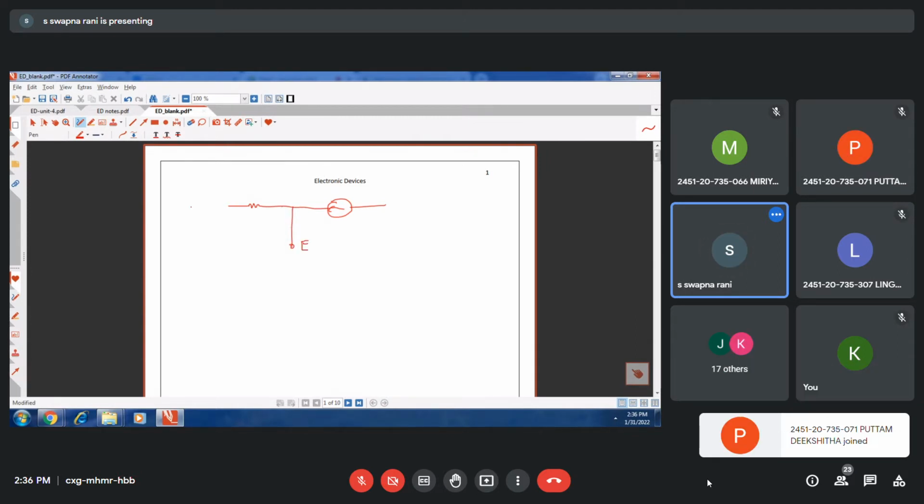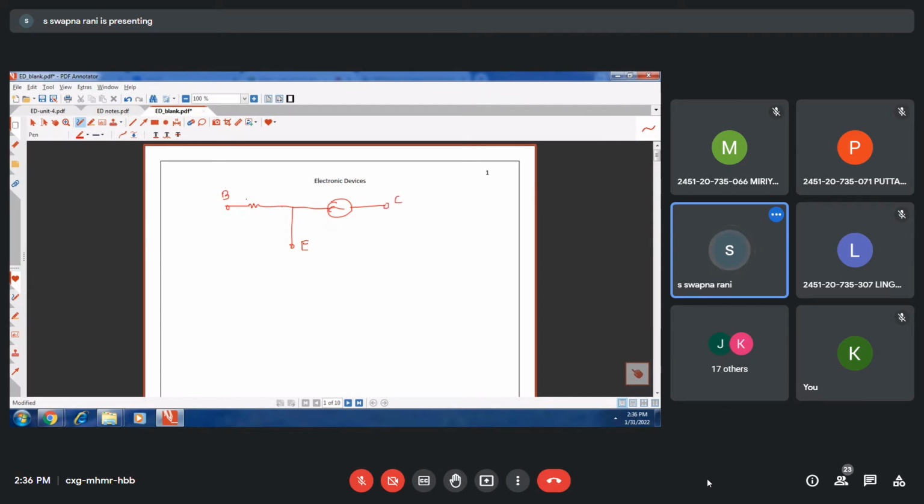Emitter, base, collector, HIE, HFE into IB. So this is the approximate model.